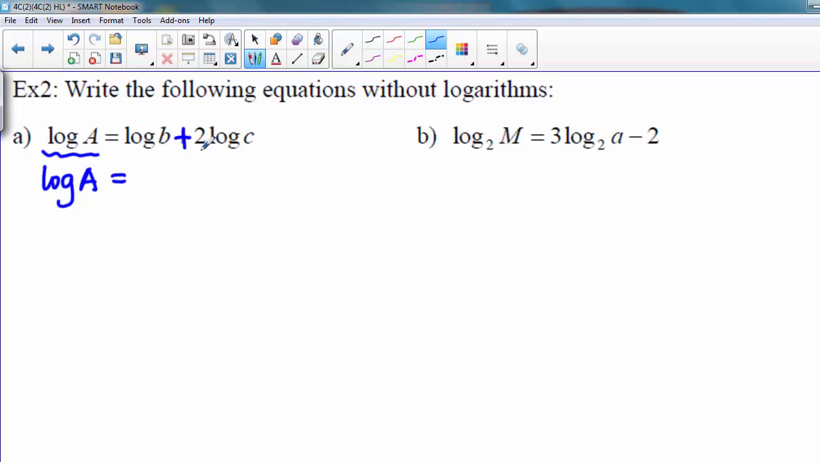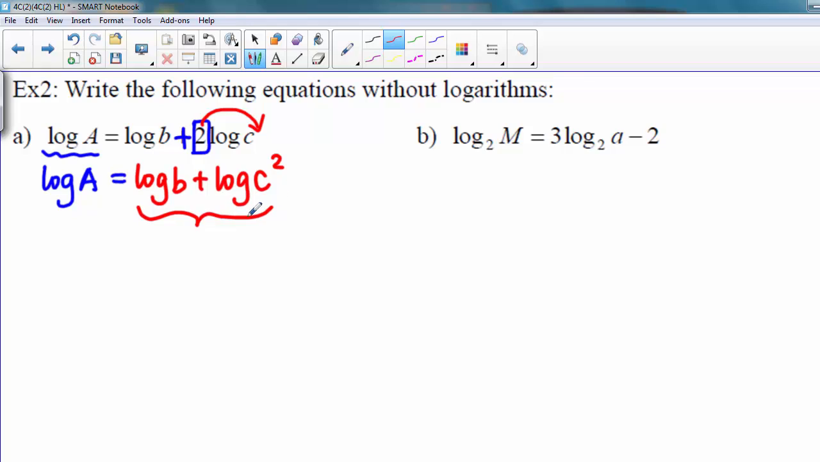With the adding, if you want to combine these 2 logs to 1 log, you have to get rid of this 2 in front of the log. How can I get rid of the 2? I can use the power law backwards. I put this 2 back to the exponent for argument c. So I will have log b plus log c squared. Without the coefficients in both of these two logs, I can use the product law to combine these two logs into one log. So for adding, and they have the same base, I only need to multiply the arguments. So log a equals log b times c squared.